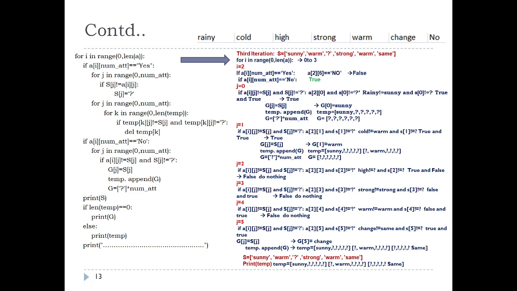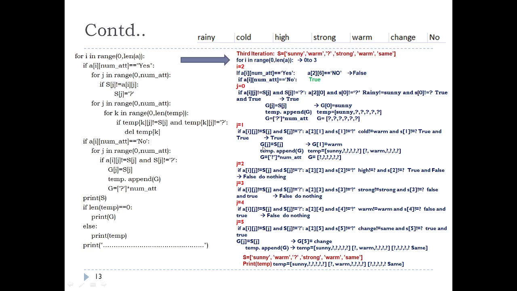Next, j value is 1, again we compare a of 2 of 1. Cold is not equal to warm, the second attribute value, and s of 1 is not a question mark. Here we have the value warm, so it is not a question mark. If both conditions are true, then g of 1 we have to make warm. So the first and the last four become question marks, and the second one we make warm. That will be appended into the list temp.